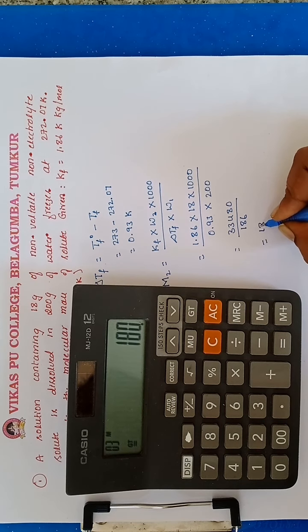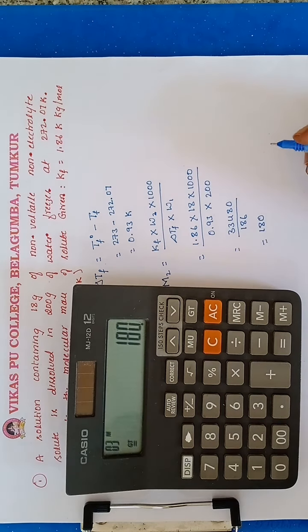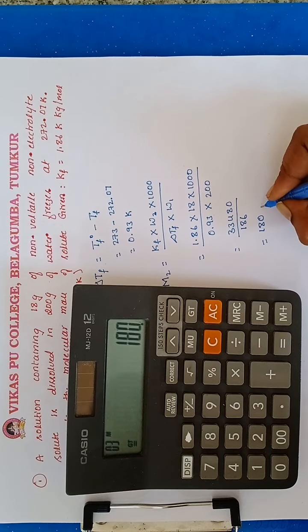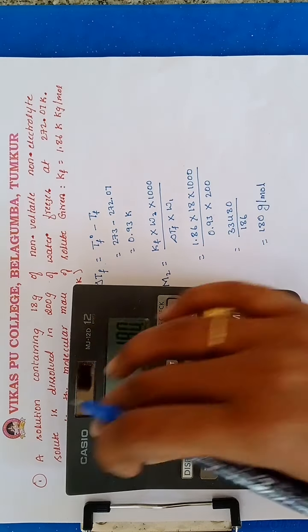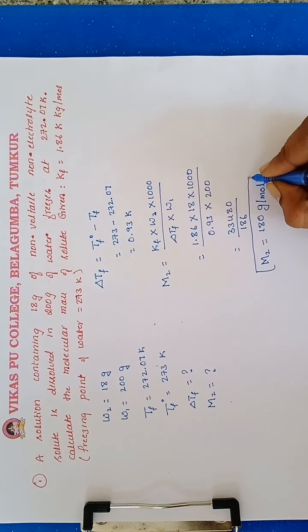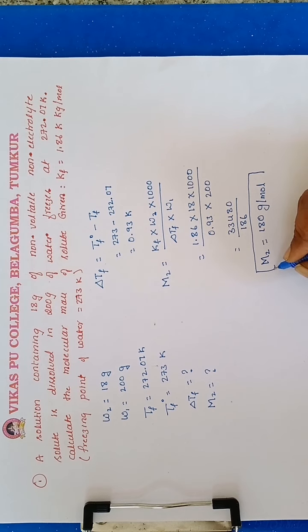This 180 is the value. We need to put the unit of the molecular mass. The unit of the molecular mass is gram per mole. Unit you compulsorily should use, otherwise you are going to lose 1 mark. So M2, the molecular mass of the solute, is 180 gram per mole.